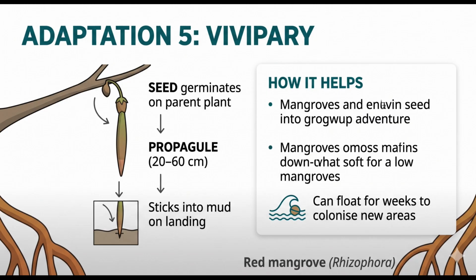With Vivipary, the seed germinates while it is still attached to the parent plant. It grows into a self-contained seedling called a propagule, a long, cigar-shaped structure with a pointed tip, typically 20 to 60 centimeters long, with its own food store and early root system.